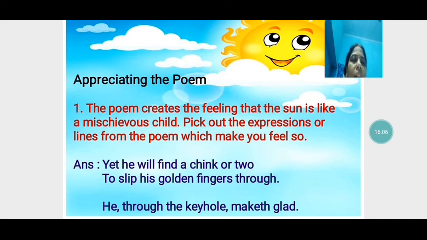So, here it is given that if he finds a little bit of gap also, then the sun will try to put its finger in between. So, he said to slip his golden fingers through. He through the keyhole maketh glad. So coming through the keyhole, the sunlight makes everyone glad, happy.